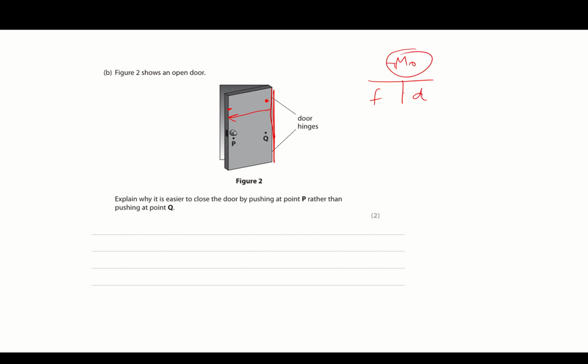Our turning moment equals the force times the distance. So why is it easier to close the door by pushing at point P? And we can see, well, it's further away. If it's further away, I need less force, and therefore further away equals a greater turning moment. So we're just going to talk about the force, the distance, and a greater turning moment.